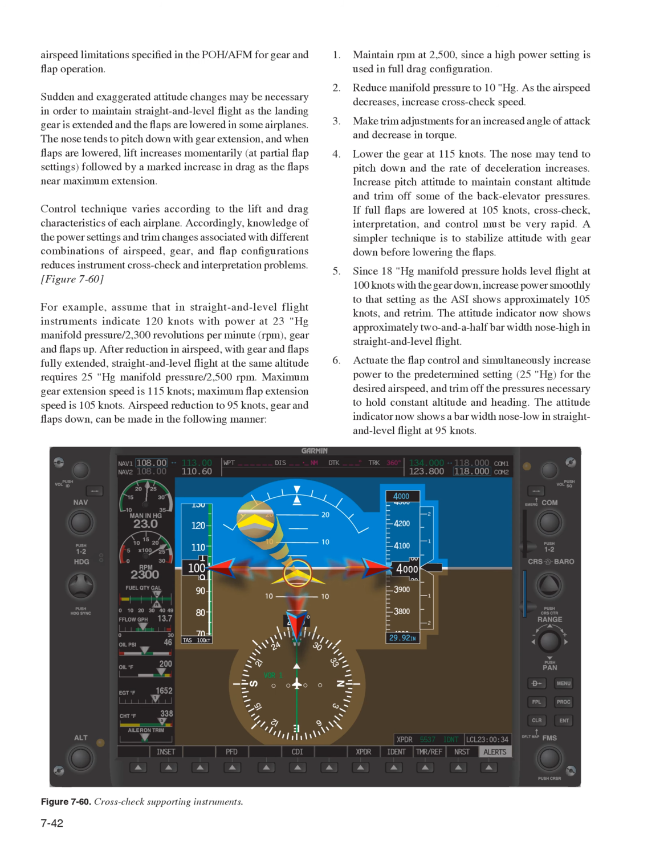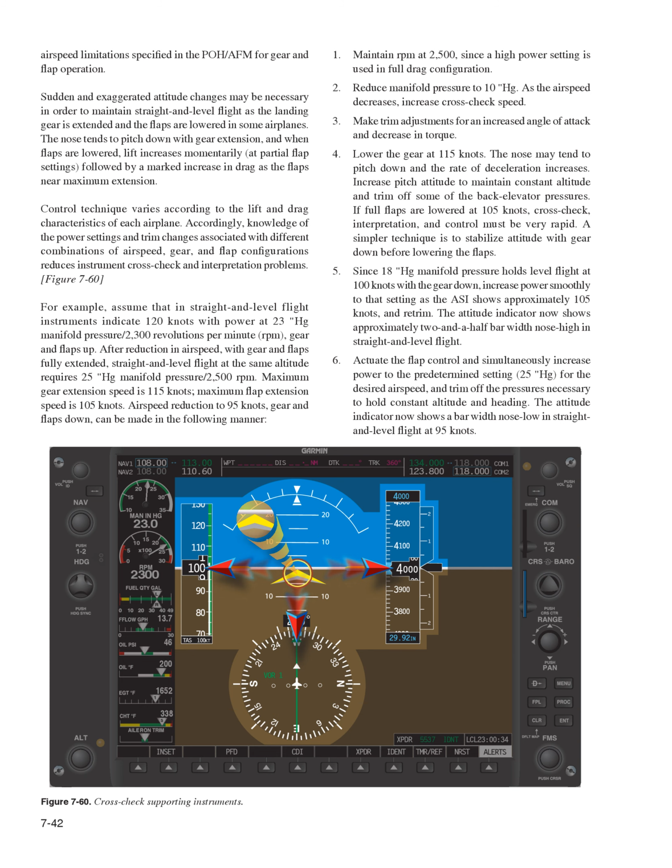Airspeed limitations specified in the POH/AFM for gear and flap operation. Sudden and exaggerated attitude changes may be necessary in order to maintain straight and level flight as the landing gear is extended and the flaps are lowered in some airplanes. The nose tends to pitch down with gear extension, and when flaps are lowered, lift increases momentarily at partial flap settings, followed by a marked increase in drag as the flaps near maximum extension. Control technique varies according to the lift and drag characteristics of each airplane. Accordingly, knowledge of the power settings and trim changes associated with different combinations of airspeed, gear, and flap configurations reduces instrument crosscheck and interpretation problems.